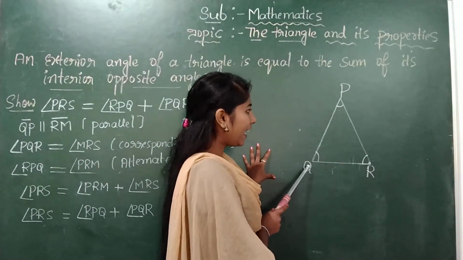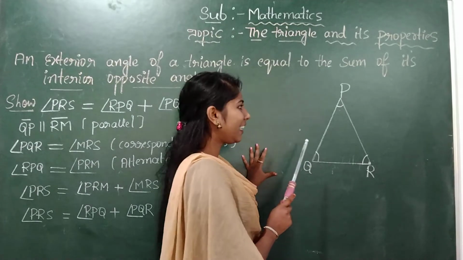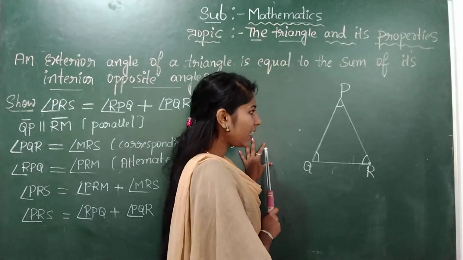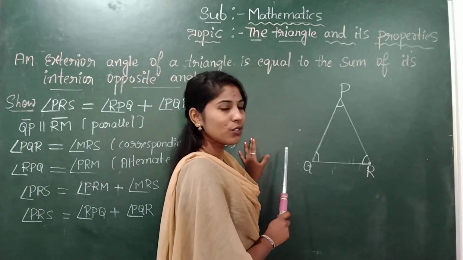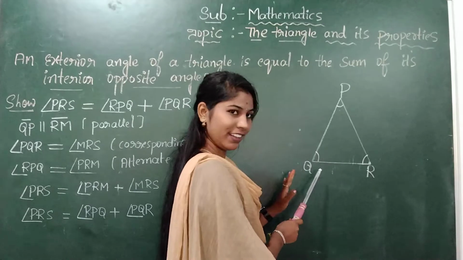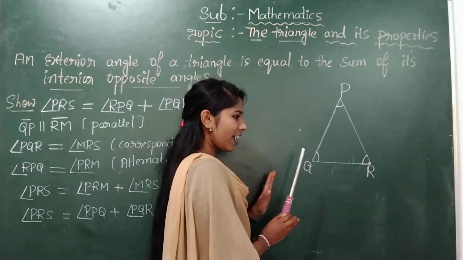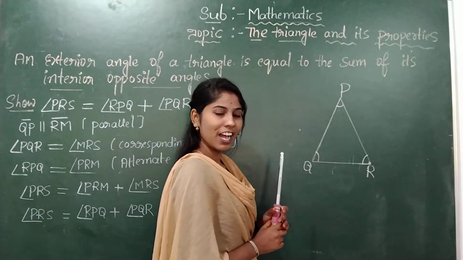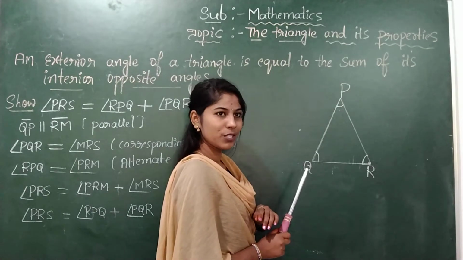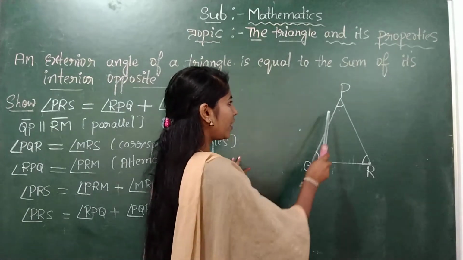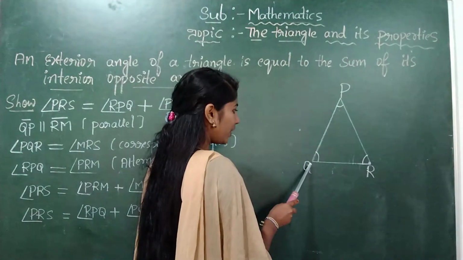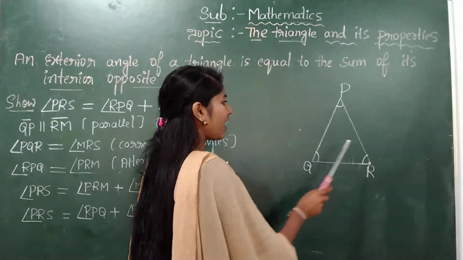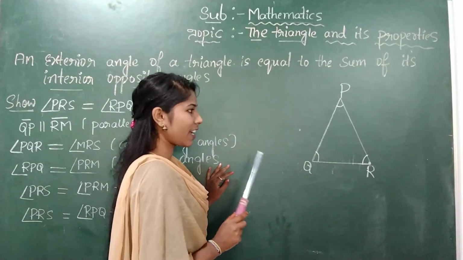The triangle is a closed figure and it is a polygon, entirely made by line segments. So what are the line segments? You can see in this triangle. This triangle is made by 3 vertices, 3 sides and 3 angles. So first one is the vertices: vertex P, vertex Q and vertex R. These 3 are called the vertices of the triangle.